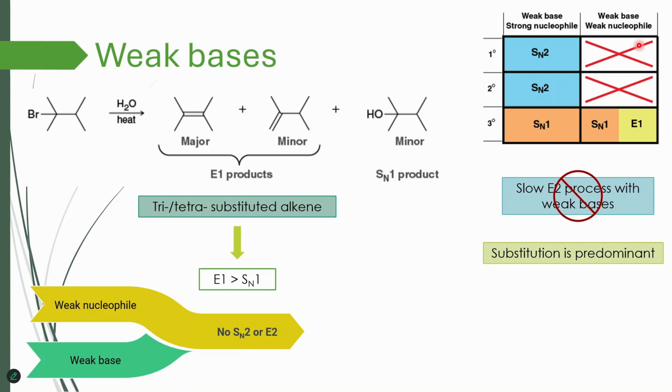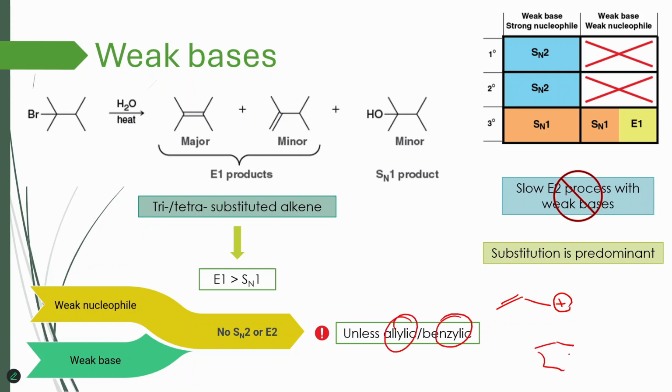I'm talking about this part, the X part. But there's one exception: allylic and benzylic. We already learned that even a primary carbocation is actually quite stable if it is at an allylic position. So you can actually have some SN2 and E2 going here if you have allylic or benzylic. And benzylic is this one.